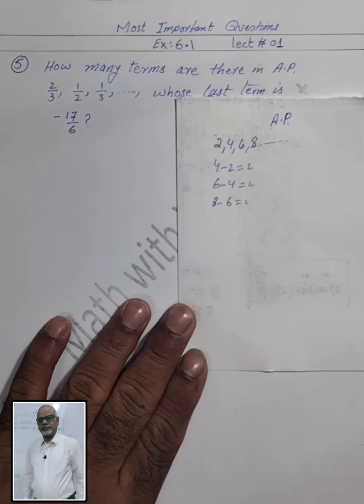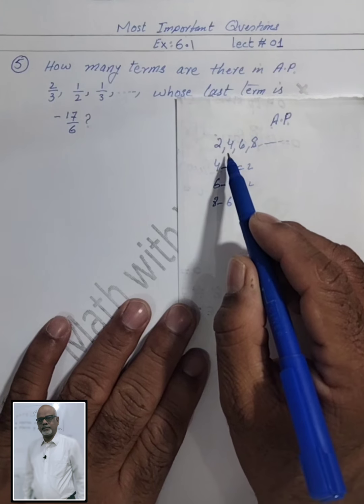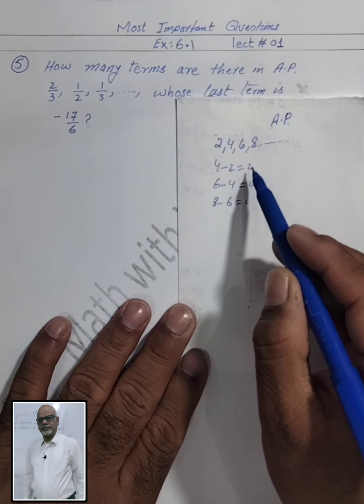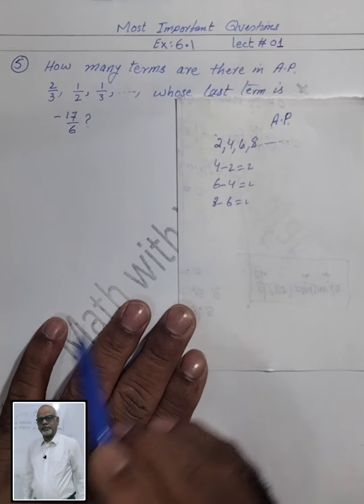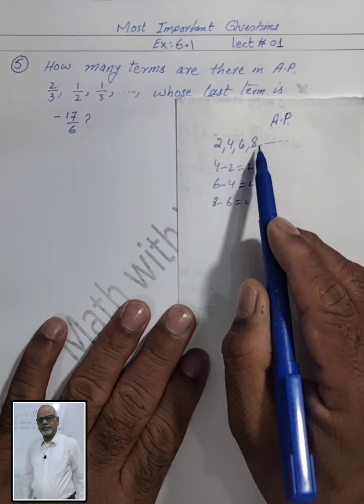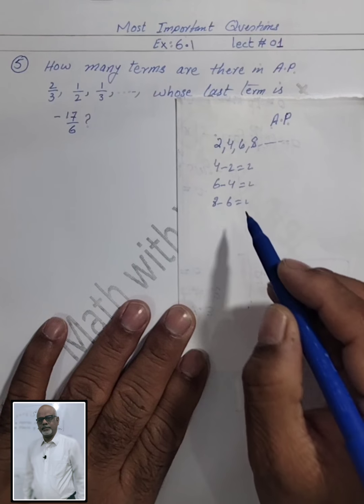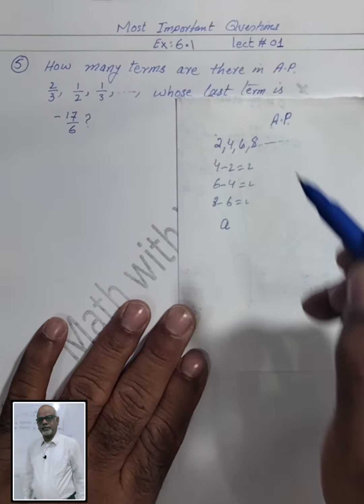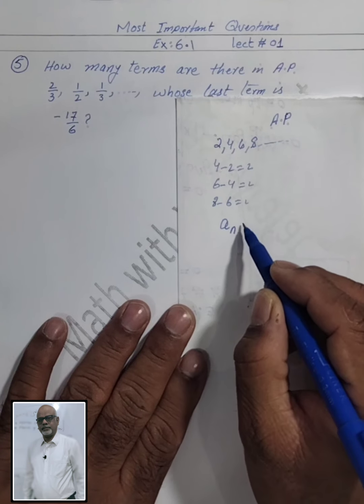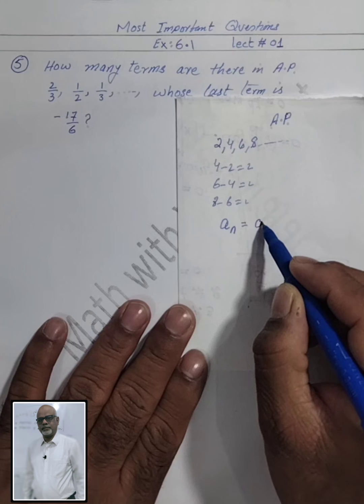So what is arithmetic progression? The difference between two consecutive terms remains constant. These are called the terms. This is the first term, second term, third term and fourth term. So here we have to use the formula for arithmetic progression. Before starting the question, we have to discuss its formula.